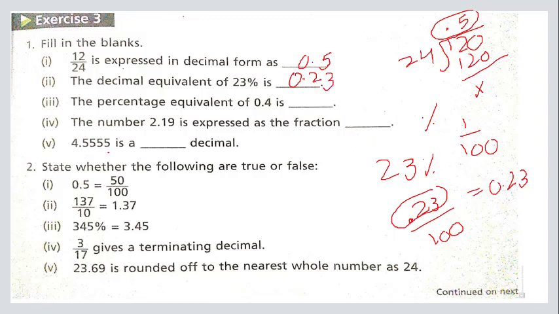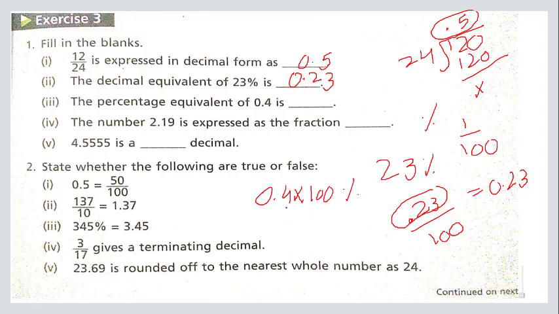Next one, the percentage equivalent of 0.4 is. Now we need to change this 0.4 into a percentage. For changing any number or decimal into a percentage, we just simply need to multiply that number or decimal with 100%.